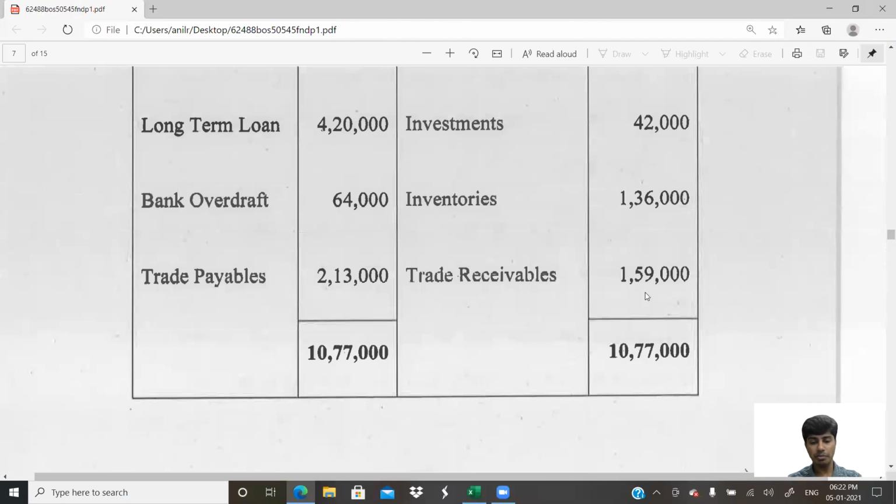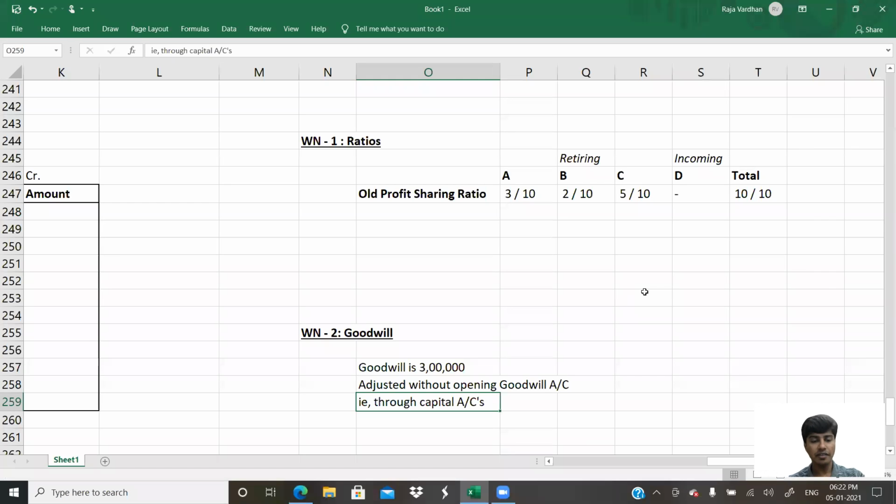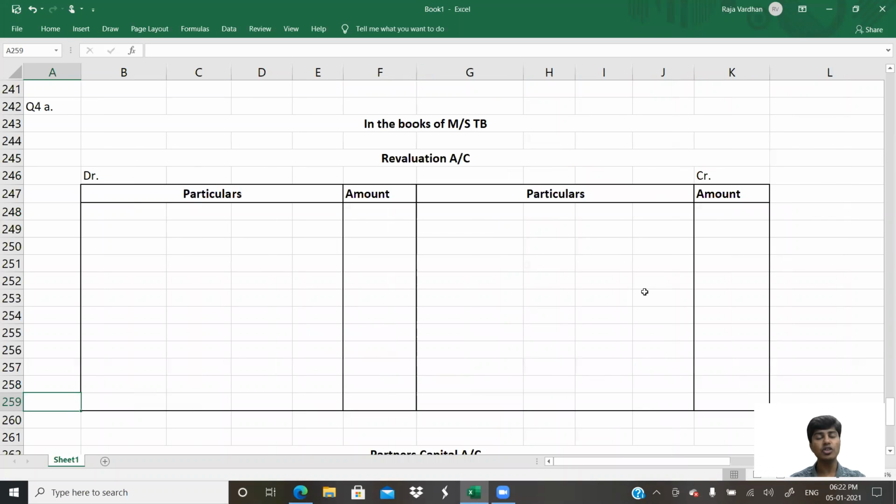So 5% is depreciation. So building is an asset. When the value of the building is decreasing, I would have to credit building. Debit will be given to revaluation account. So the journal entry for depreciation of building is revaluation account debit to building account. So I'll write here building account. You get that?